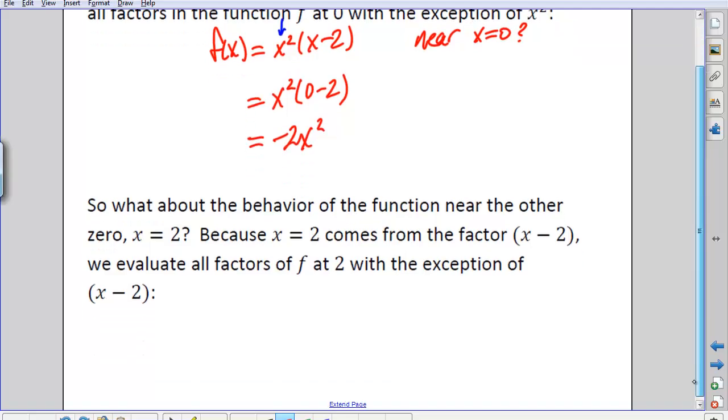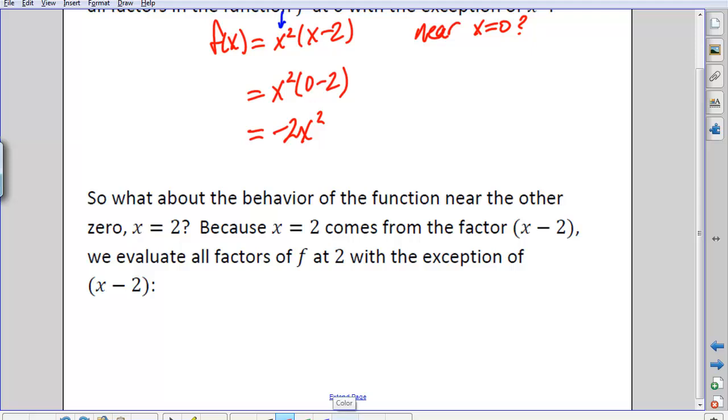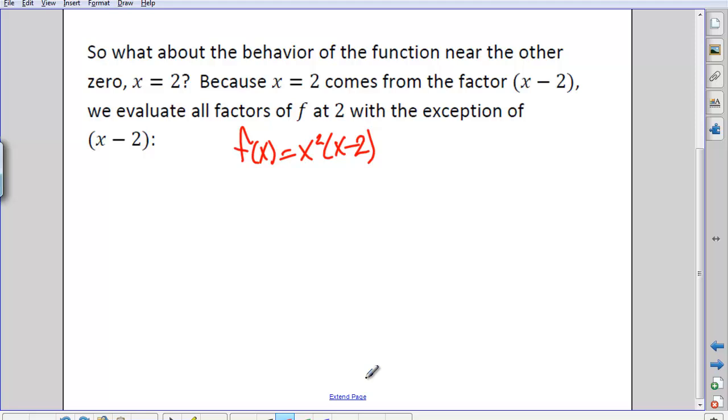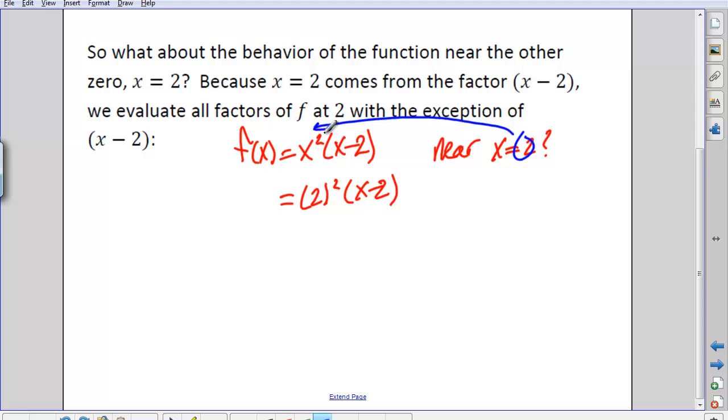Alright, so similarly, we can get that 4x minus 8 as well. Again, starting with my original function, I'm asking, okay, near the other 0, how does this thing behave? 2 came from x minus 2, so we leave that alone and plug in this value 2 into the other x's in the function. And if I simplify that, that's 4 times x minus 2, which is 4x minus 8.